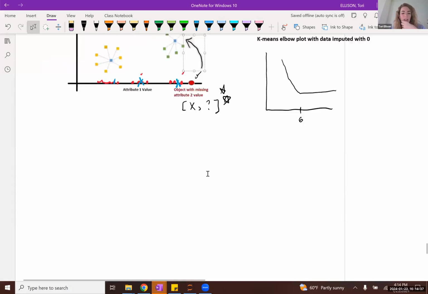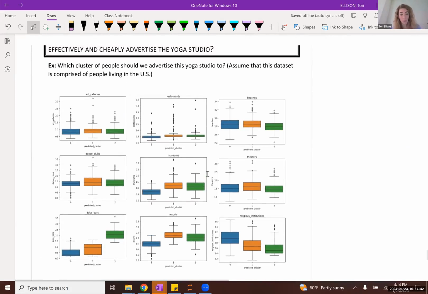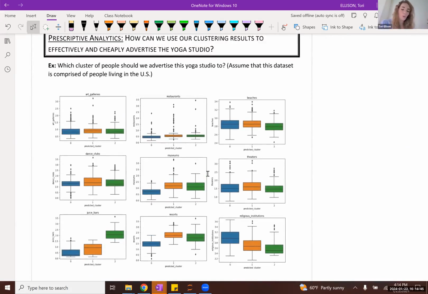Okay, so the final step here is, again, there was a purpose to why we were clustering this data set in the first place. One kind of cheesy example here is my friend who wanted to open up a yoga studio. She wanted to find a cheap subset of people that she could advertise her yoga studio to, and have a much higher chance of having these people actually want to attend her yoga studio. So maybe this is a little bit more of an American-centric qualitative analysis that you might conduct at the end.